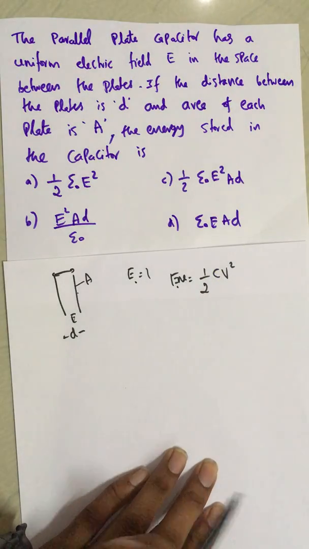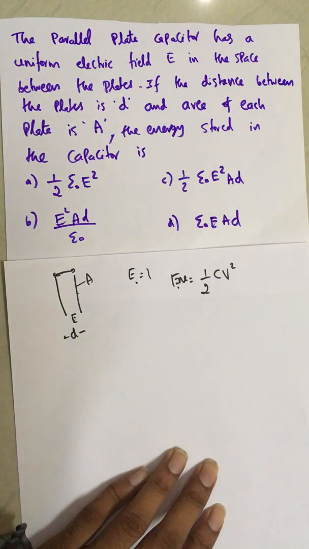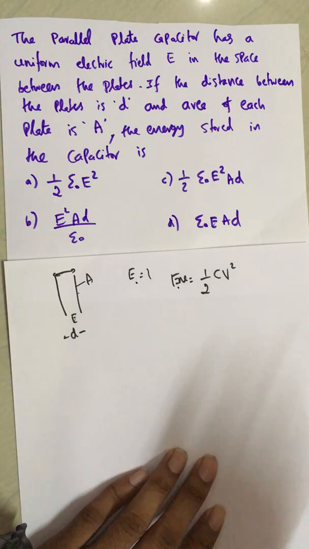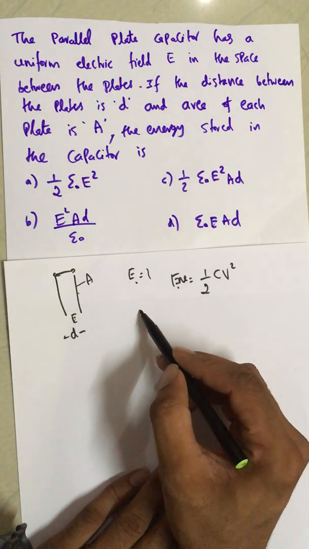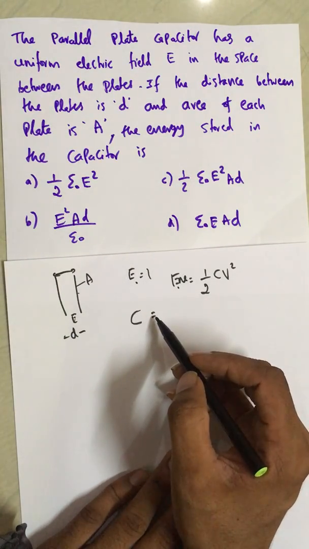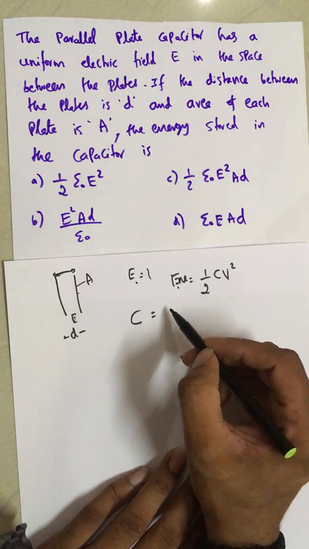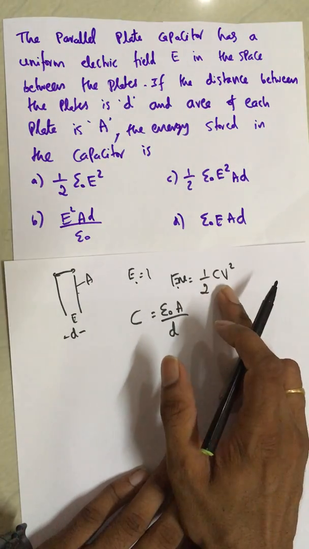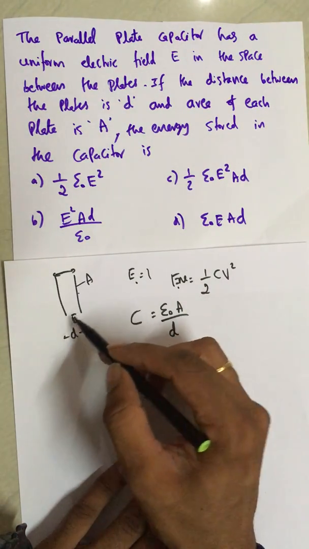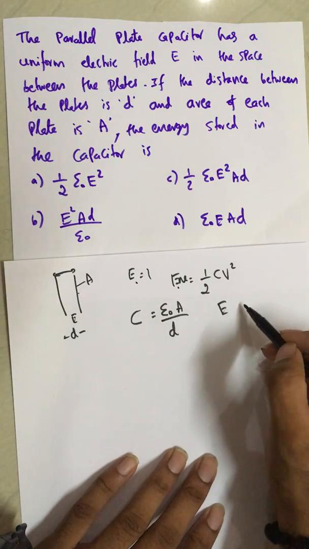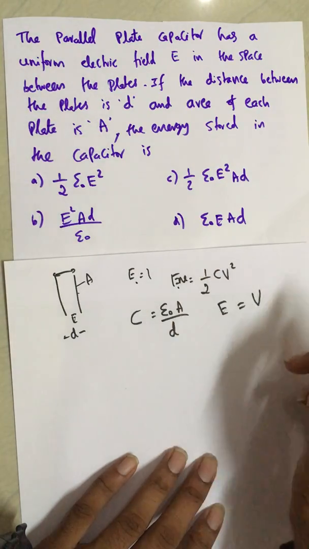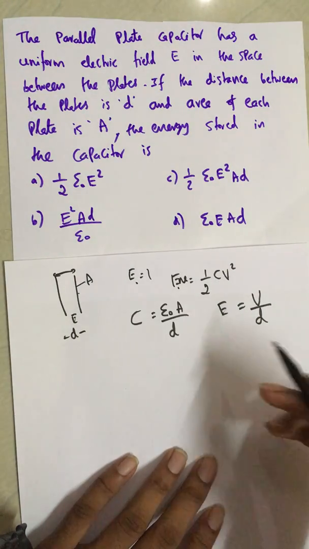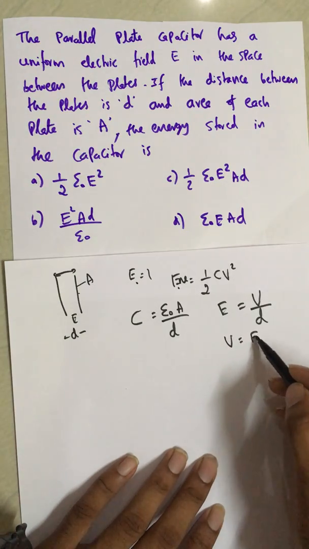Given that the capacitor has plates in which the area is A and the distance between the plates is D, we can write the capacitance of the capacitor in free space as epsilon naught A by D. And the potential difference, there is a relationship between the electric field between the plates and the potential difference between the plates: E is equal to V by D. That means V is equal to E into D.